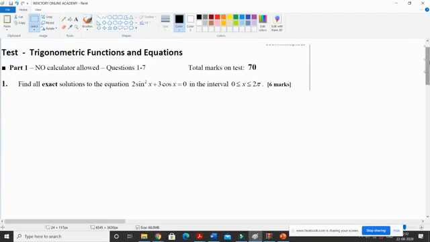Okay, so this is question number 1. It says find all exact solutions to the equation 2 sine square x plus 3 cos x is equal to 0 for the interval 0 to 2 pi. So we have to find out all the solutions for 0 to 2 pi. Okay, so this is very important, the domain. Now it says 2 sine square x plus 3 cos x is equal to 0.